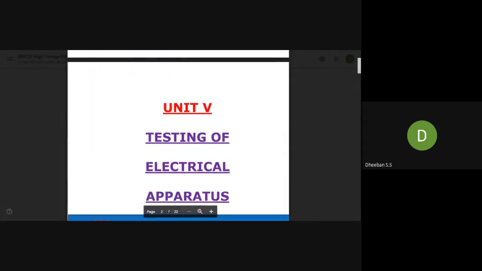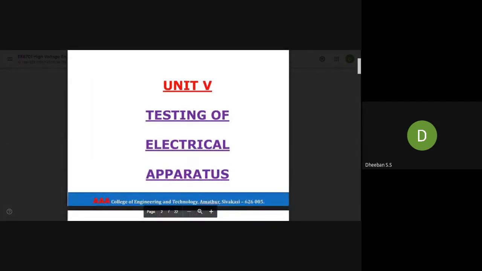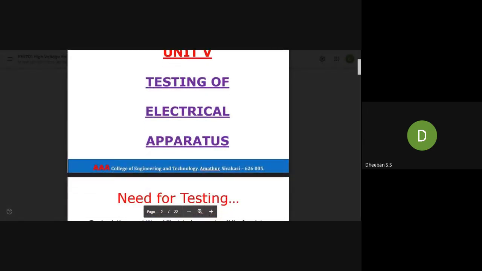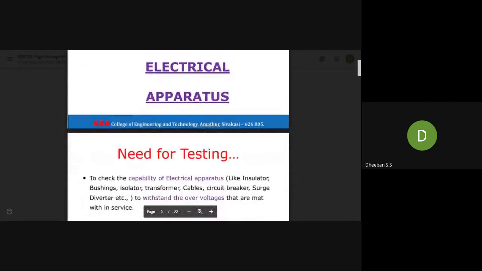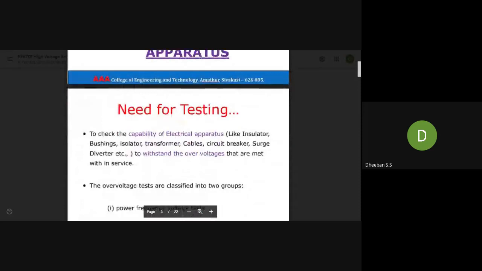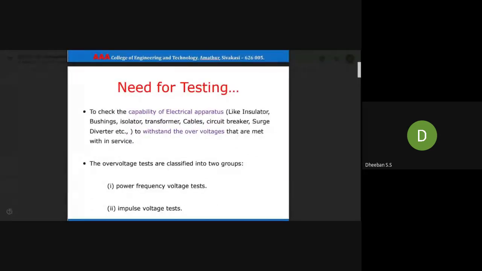We'll be seeing about these terms in a brief manner. So moving on. Testing of electrical apparatus, mainly high voltage electrical apparatus, we'll be doing. This is what your unit 5 comprises of. As I said, in Unit 4, before learning about the measurements, we studied the need for measuring techniques. Similarly, before getting into the testing part, we have to know about the necessity of testing.